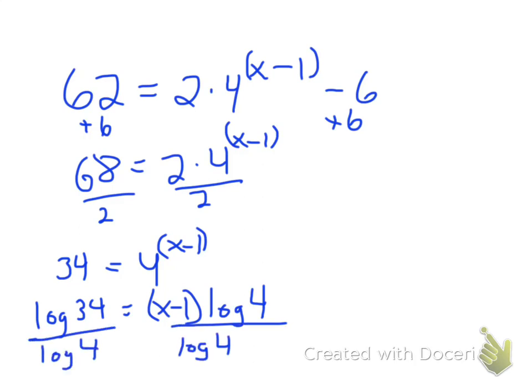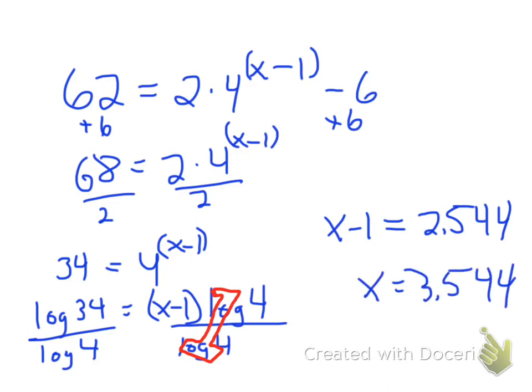Divide both sides by log of 4, and now I have x minus 1 by itself because that becomes a giant 1. Solving for x, I add 1 to both sides and I get 3.544.